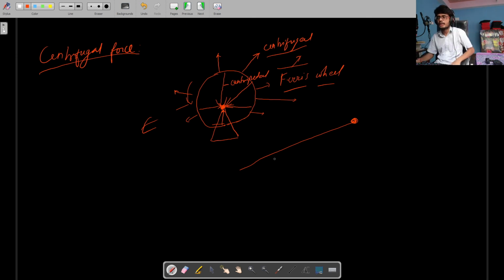No, right? It'll go in one direction. Suppose I'm revolving like this, and at this moment this thing snaps in half. So this rock will keep moving in this direction only, right? So this is the action of centrifugal force.